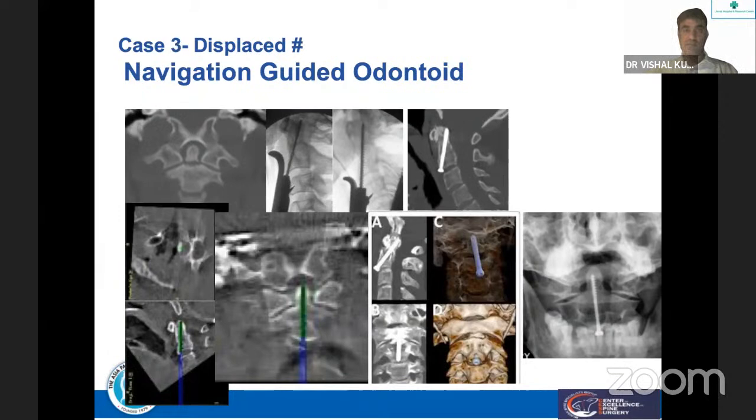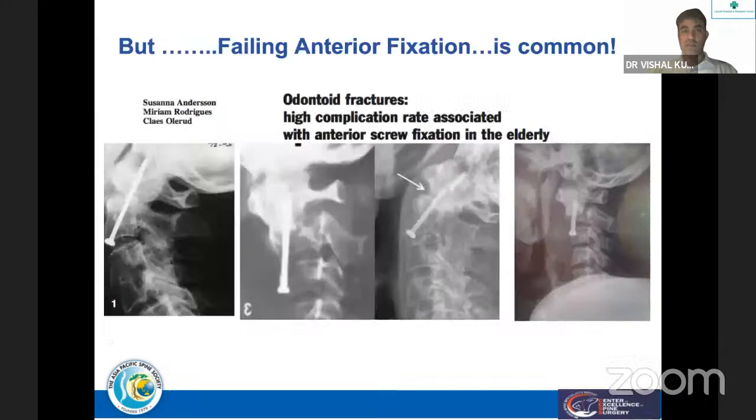But we also must understand that though anterior surgery is a gold standard, failing anterior fixation is not uncommon. There are far more cases where anterior surgeries have failed. And these surgeries have not failed because the technique is faulty, but purely because of one thing: the patient selection was faulty. You did a good anterior surgery in a poorly selected patient. A nicely done anterior surgery will not survive the biomechanics of a poorly selected patient.